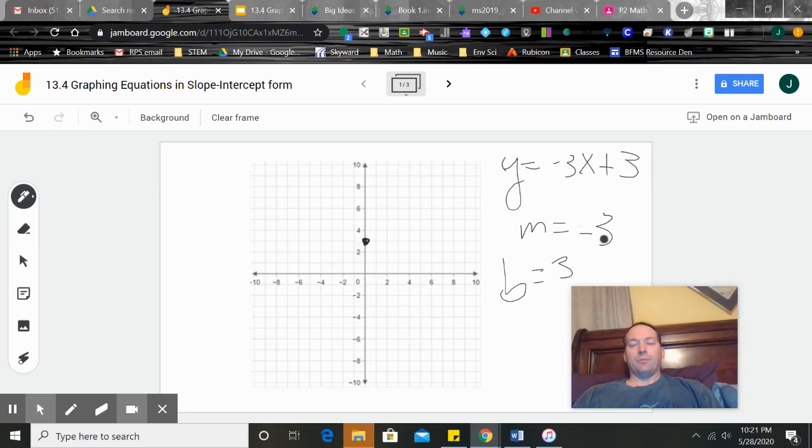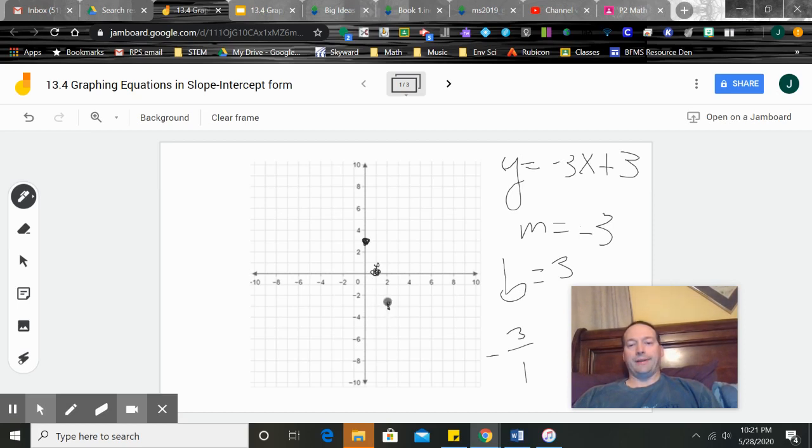And now I need to have my slope. My slope is -3. Now remember, the slope is a ratio. So we need to write this as a fraction. So -3 as a fraction is -3/1. Now that means I go down 3 spots and I move to the right 1. Down 3, 1, 2, 3, and I move to the right 1.